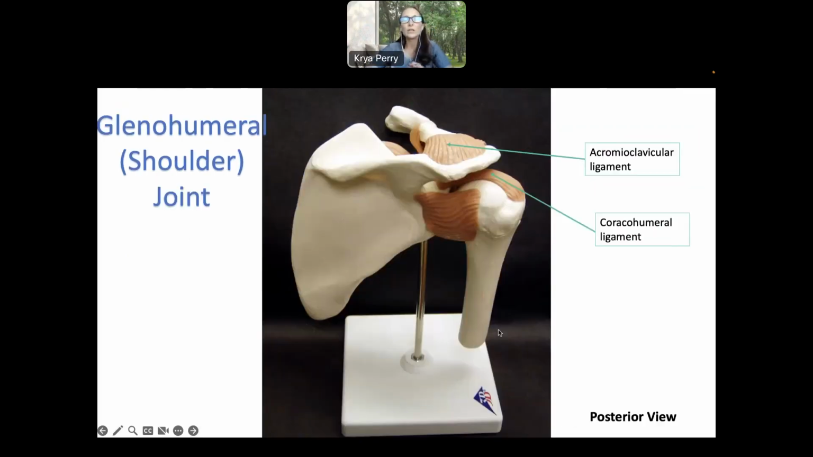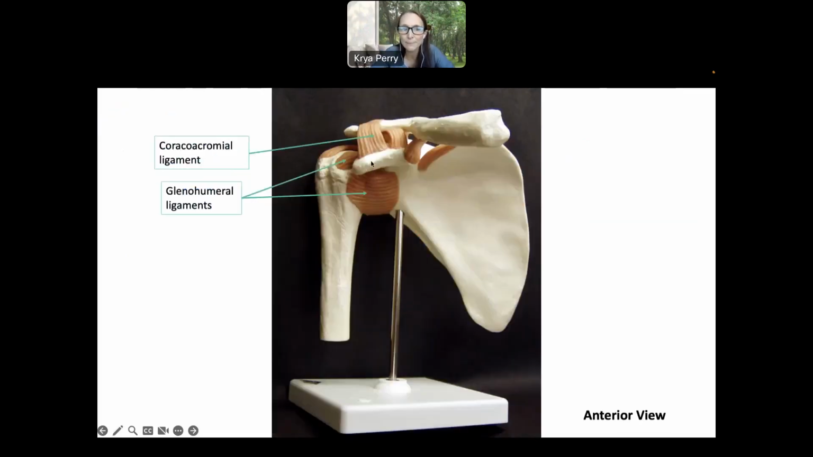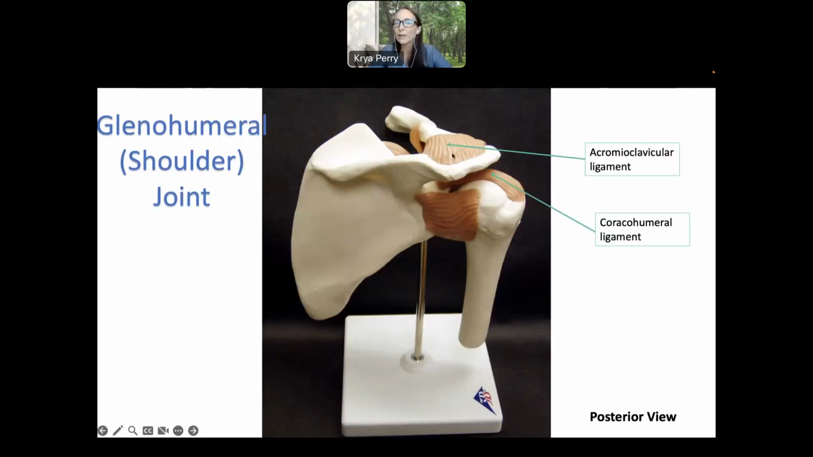Okay, so let's talk about the shoulder joint here. Again, the shoulder joint, as long as you know that this is the acromion process, this is the clavicle, and then the coracoid process you'll see right up here. Okay, as long as you know those processes, it makes the ligaments really easy. So for example, here, this is running from the acromion process to the clavicle. So it's called the acromioclavicular ligament.